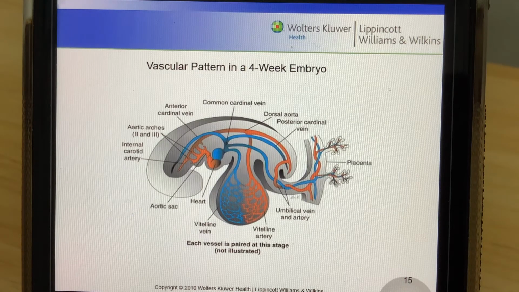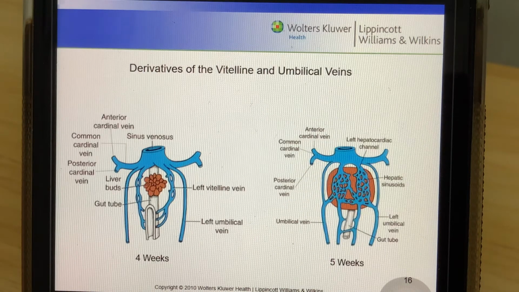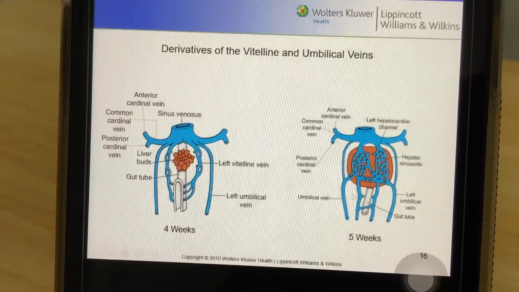Okay, so again, let's go to the derivatives of your vitelline and umbilical arteries, veins, and the liver. Here, the liver grows as a proliferation of gut endoderm, and the liver buds into the septum transversum. As the liver cells proliferate, the vitelline vessels in the region, together with some parts of the proximal segments of the umbilical veins, form the hepatic sinusoids.